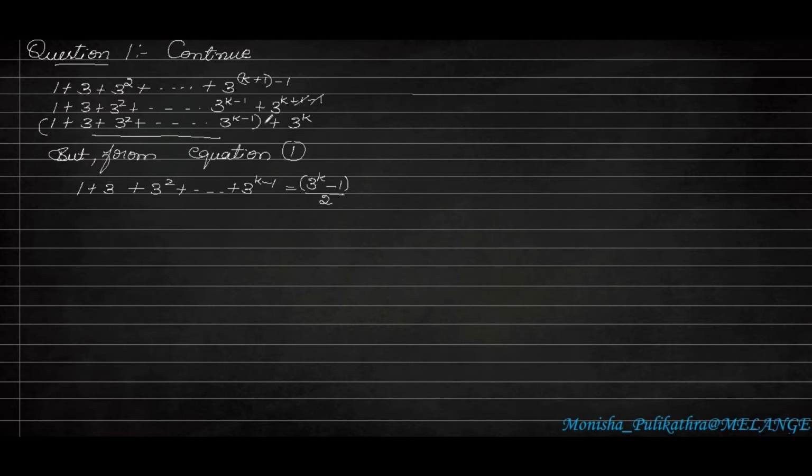So up to here we can substitute it. So this is also equal to 3 to the power of k minus 1 by 2. So instead of this we can substitute it here. Okay, substitute this value here. So it will become 3 to the power of k minus 1 divided by 2 plus 3 to the power of k. So next, here it will be 1. If we take LCM, so this 2 will get cross multiplied here. So 3 to the power of k minus 1 plus 2 into 3 to the power of k.